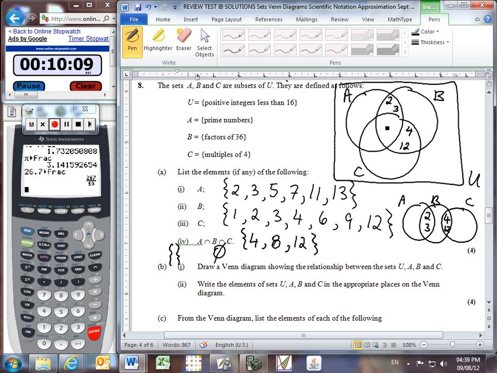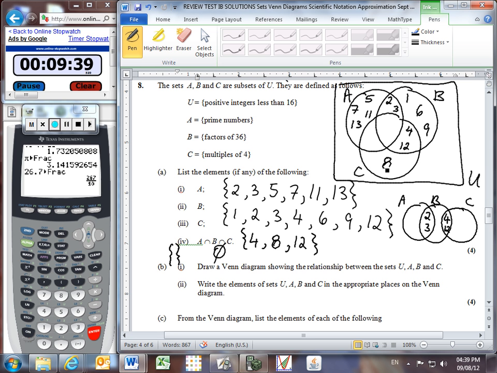And now we should be able to place all of the elements that we haven't used yet. We haven't used the 5, which belongs only to A. We haven't used the 7, the 11, or the 13, which also belong only to A. And then down in set B, we haven't yet used the 1 or the 6 or the 9, and so they must appear only in set B. And lastly, in set C, 4 and 12 we've used already, but 8 has not been used.